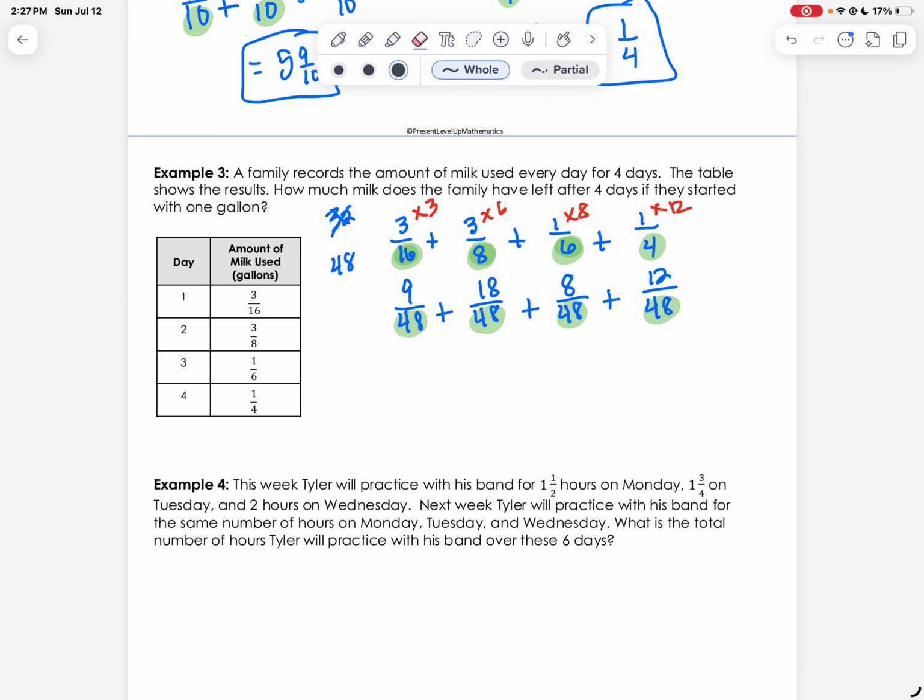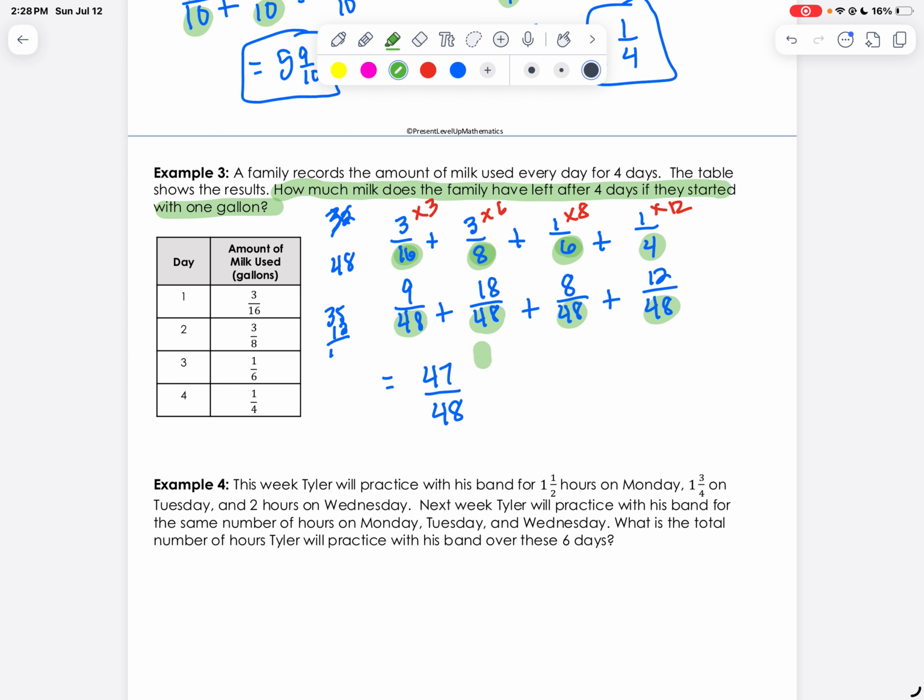9 plus 18 is 27. 27 plus 8 is 35. And 35 plus 12 would be what? 47. So if I add all my numerators up, I get 47 over 48. Now, we still don't have the final answer because that's the total amount of milk they used. What the question was is how much milk do they have left if they started with 1 gallon?